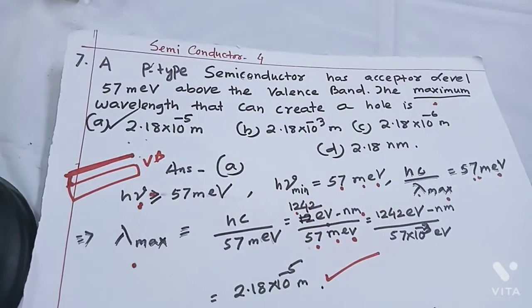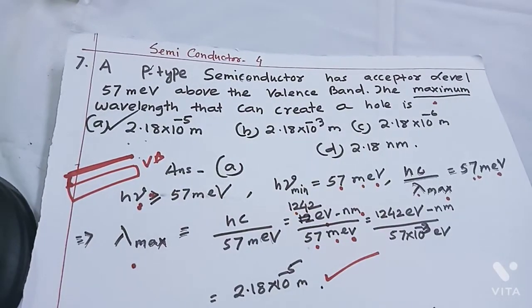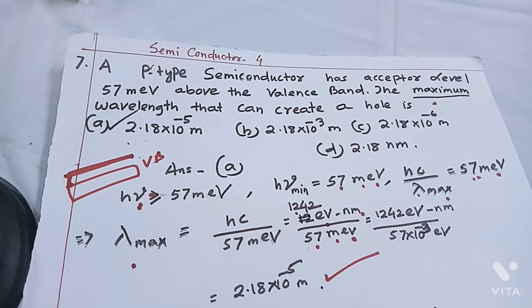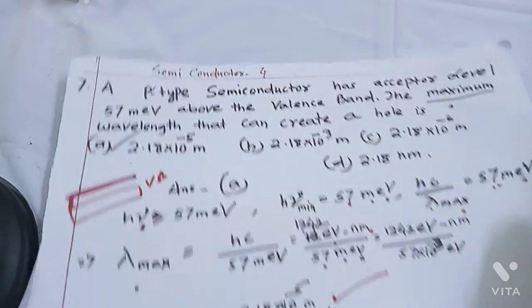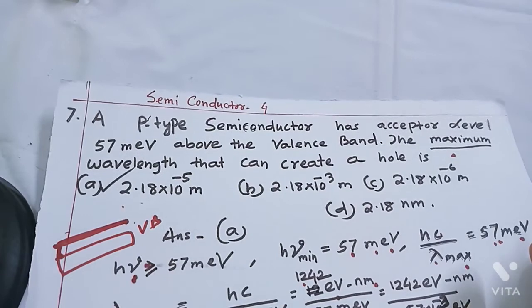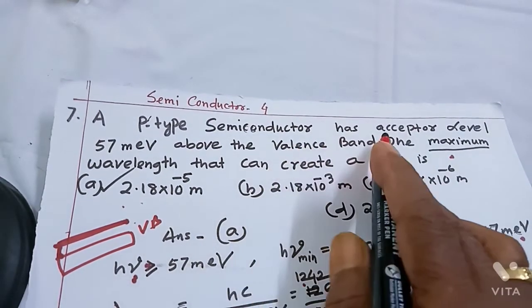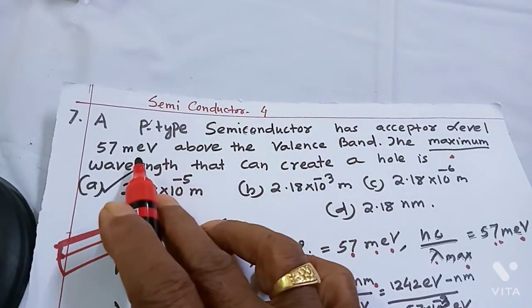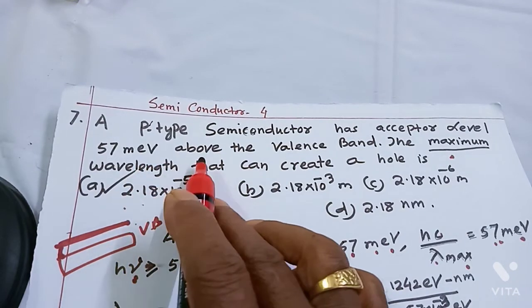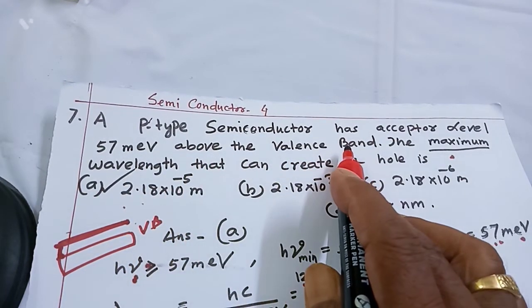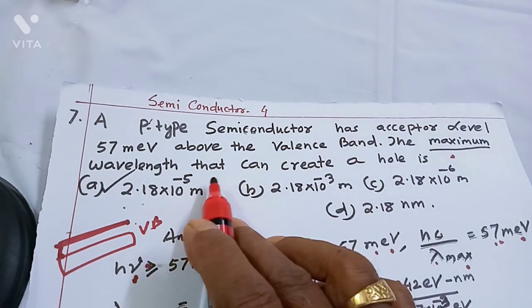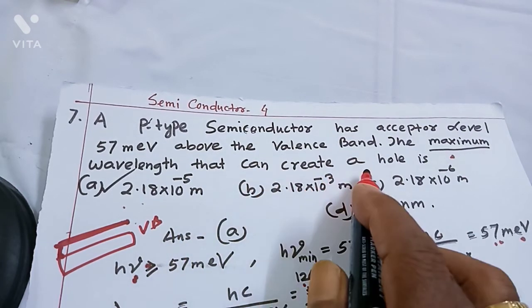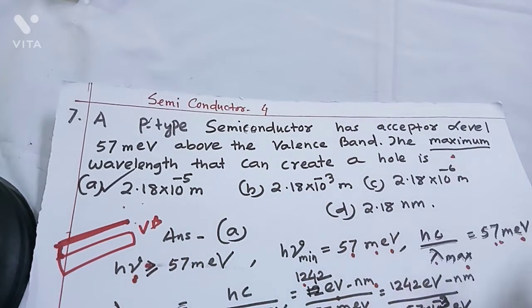Next question. A p-type semiconductor has acceptor level 57 milli electron volt above the valence band. The maximum wavelength that can create a hole is, choices are given.